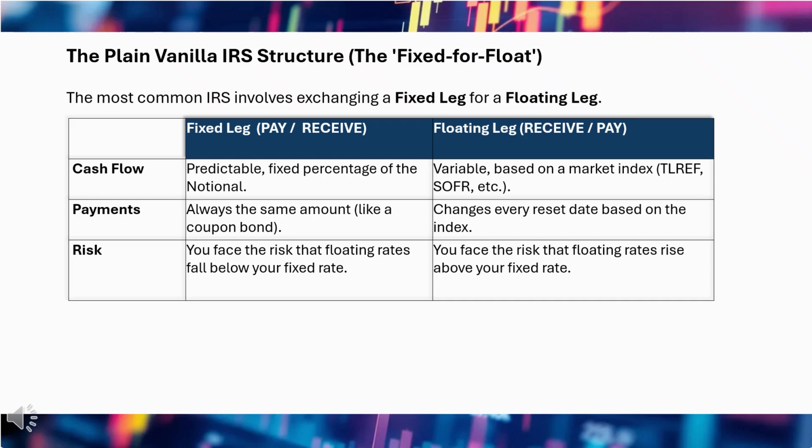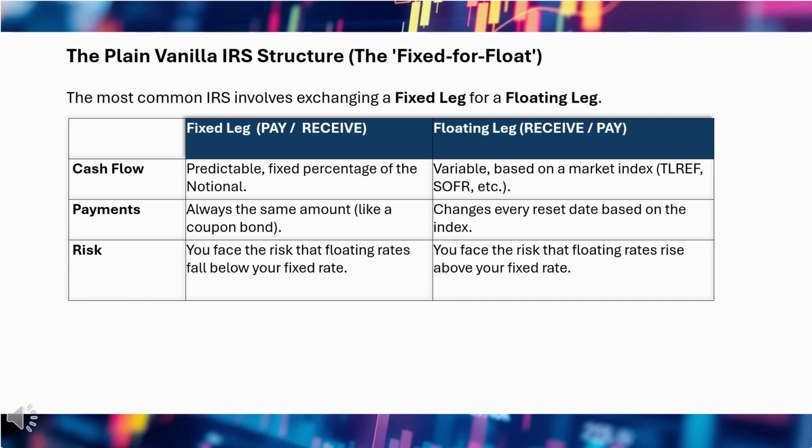Now let's look at the risk profile inherent in each position, which is clearly outlined in the table you see on the screen. If you are the party paying the fixed leg and receiving floating, your primary risk is that market floating rates will fall. If they fall below the fixed rate you are committed to paying, you end up paying more than the prevailing market rate, putting you at a financial disadvantage.